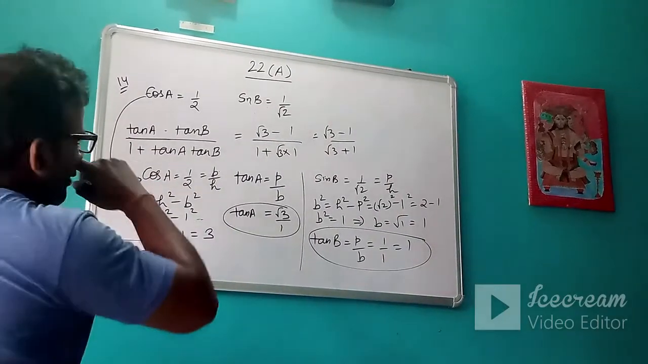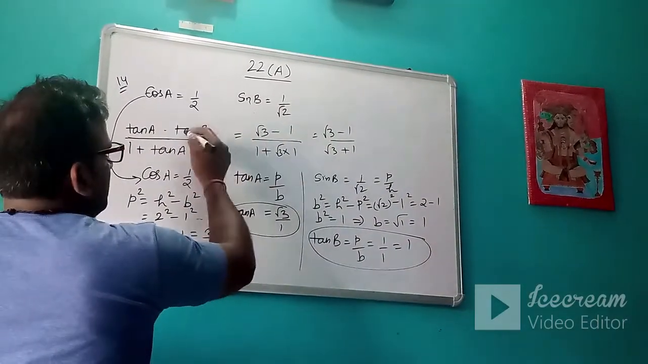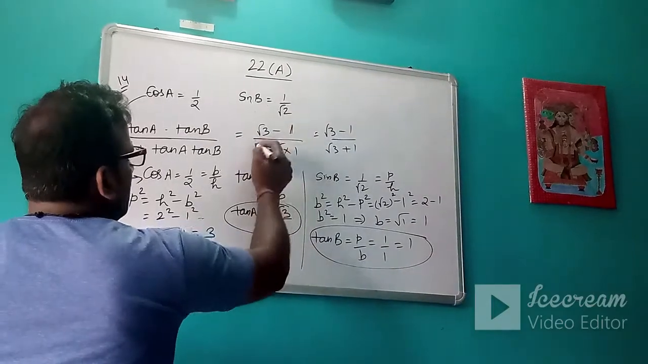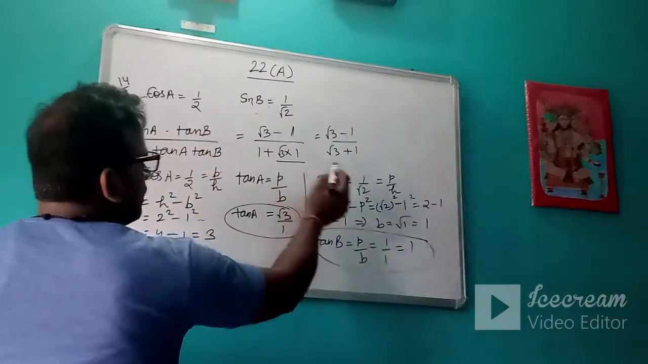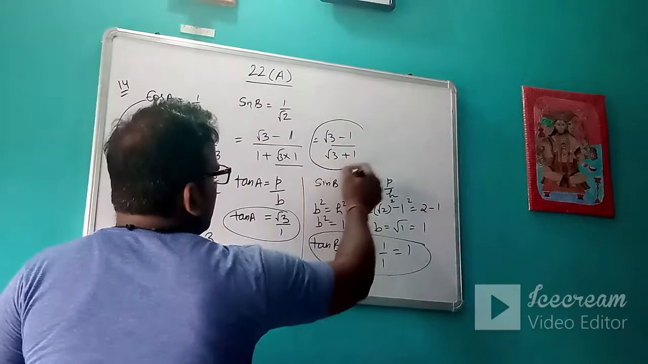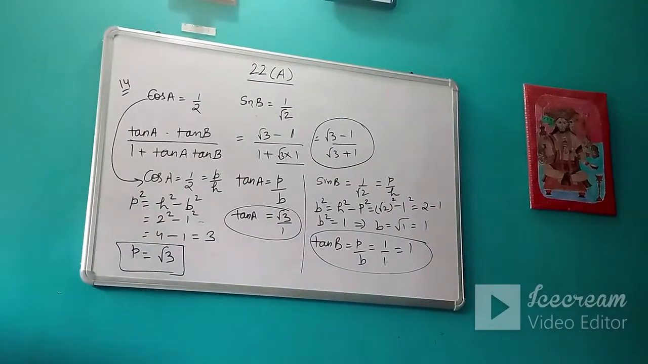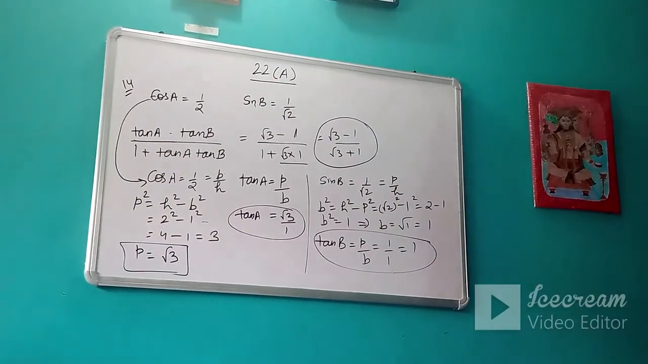Now we will put the values. Tan A is root 3, tan B is 1, so it is root 3 minus 1 upon 1 plus root 3 into 1. So you will get this answer: root 3 minus 1 upon root 3 plus 1. Okay, this is how you can solve questions like this.